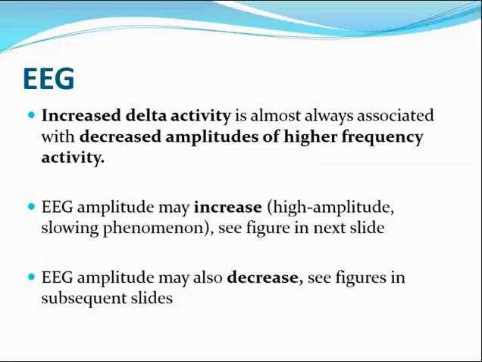EEG amplitude may increase, a high amplitude slowing phenomenon. You will see that in the next series of slides. EEG amplitude may also decrease. So it is not always that the EEG amplitude increases. It just depends. Sometimes it may increase, sometimes it may decrease. And we'll see in later slides.